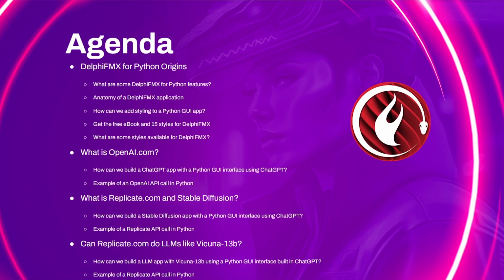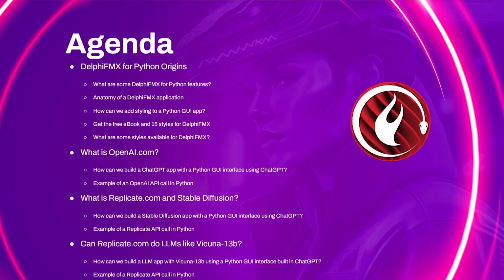After that, we're going to look at what is OpenAI.com, and we're going to build a ChatGPT application using ChatGPT, and it's going to have a Python GUI interface. We're going to look at that API call, and we're going to look at the final application and run it. And maybe test it a little bit in PyScripter.